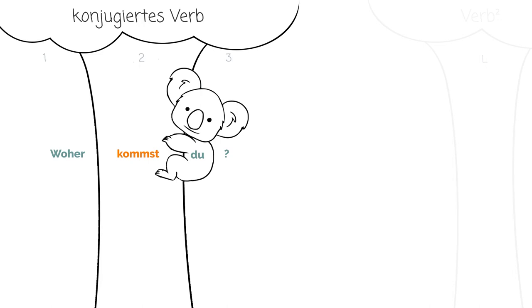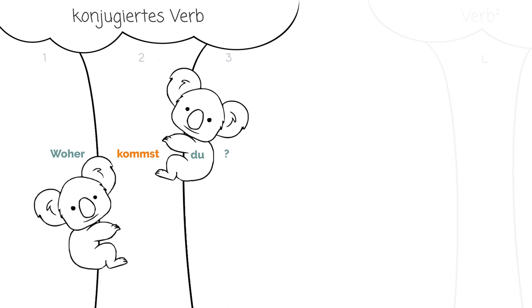Sometimes the question word will ask about the subject. Wer kommt aus Aachen? In that case, the question word is the koala.